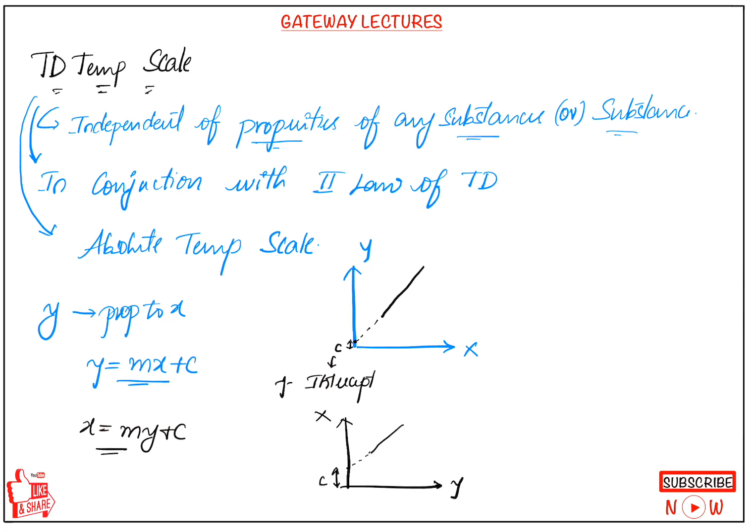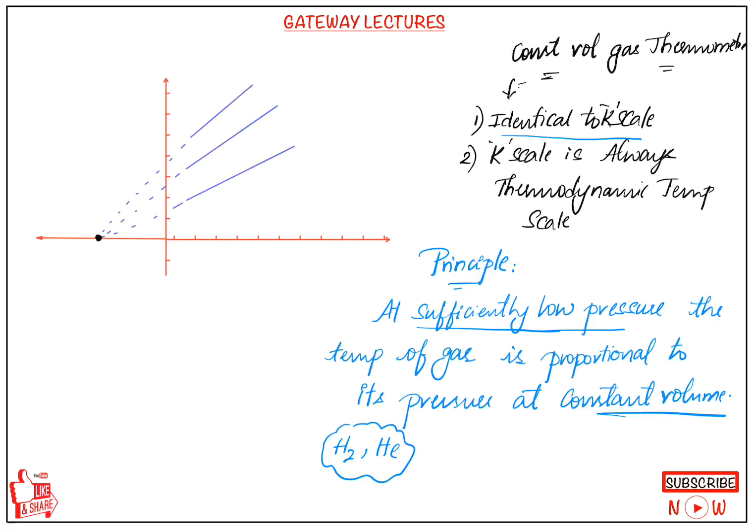And also, this thermodynamic temperature scale is defined in conjunction with the second law of thermodynamics. In the second law of thermodynamics, we will see how this temperature scale is defined, and that temperature scale is called the absolute temperature scale. Okay, and here we've discussed the principle.